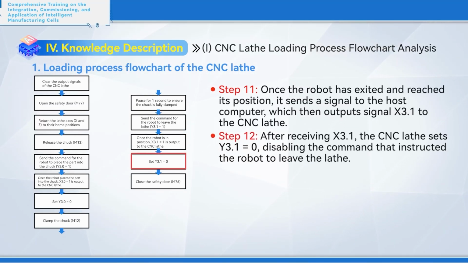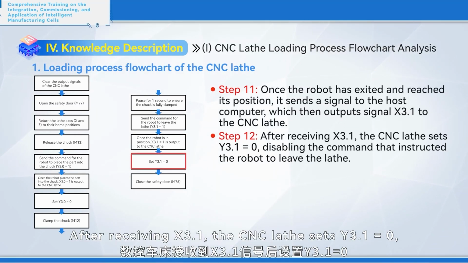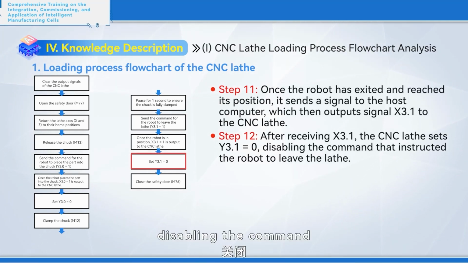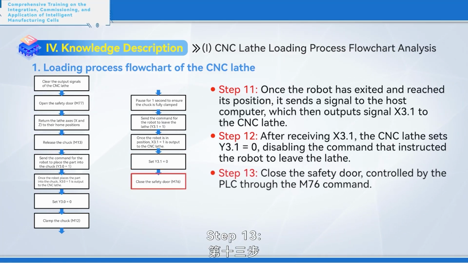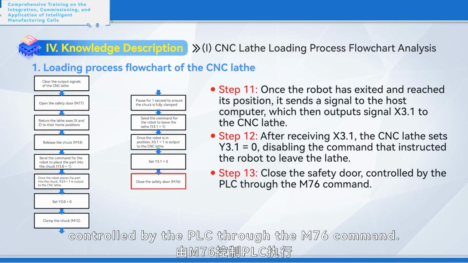Step 12. After receiving X3.1, the CNC lathe sets Y3.1 equal to 0, disabling the command that instructed the robot to leave the lathe. Step 13. Close the safety door, controlled by the PLC through the M76 command.